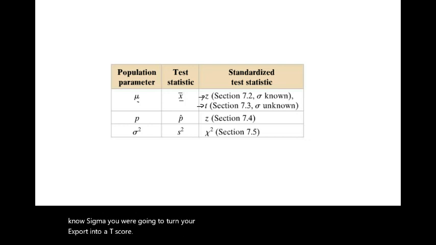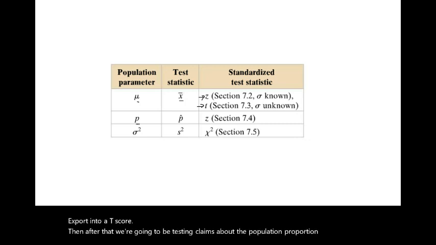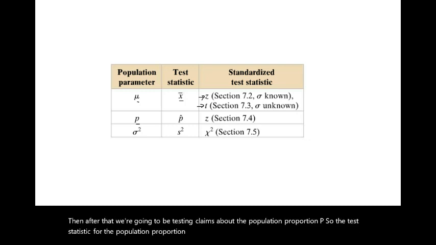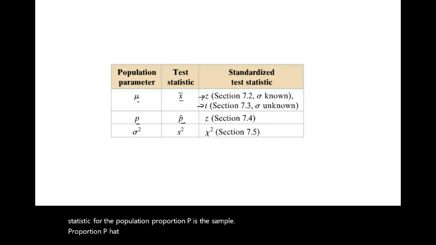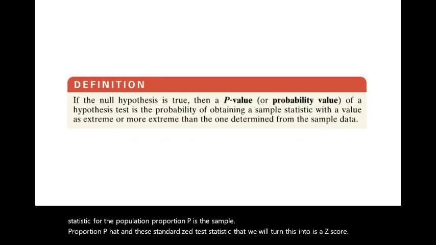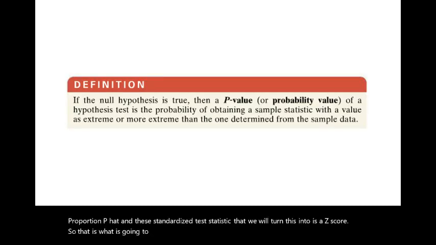Then after that, we are going to be testing claims about the population proportion p. So the test statistic for the population proportion p is the sample proportion p hat. And the standardized test statistic that we will turn this into is a z-score. So that is what is going to be coming in the rest of this chapter.